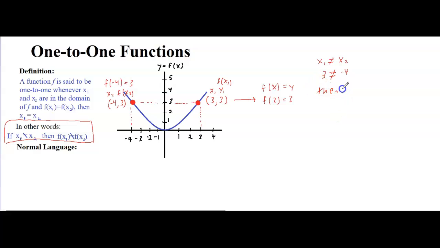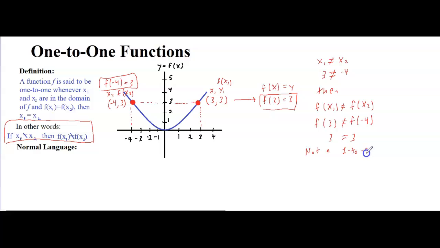Then, for this to be one-to-one, we have to have that the function values are not equal at these two separate inputs. So f of x1 was 3, and we're hoping that is not equal to f of x2, or f of -4. But f of 3 we found here was 3, and f of -4 we found over here, and that was also 3. They were equal. So that means that this is not true, and this is not a one-to-one function.